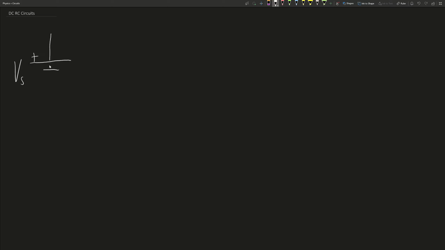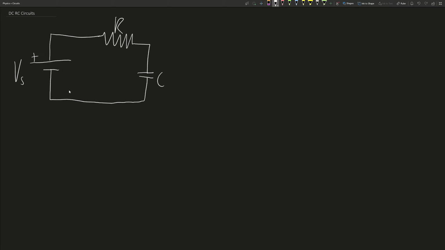And then this is connected in series to a resistor and a capacitor. So this resistor, let me redraw this. The resistor, we'll call that a resistor with resistance R. And this capacitor will have capacitance C. So this is a basic RC circuit.